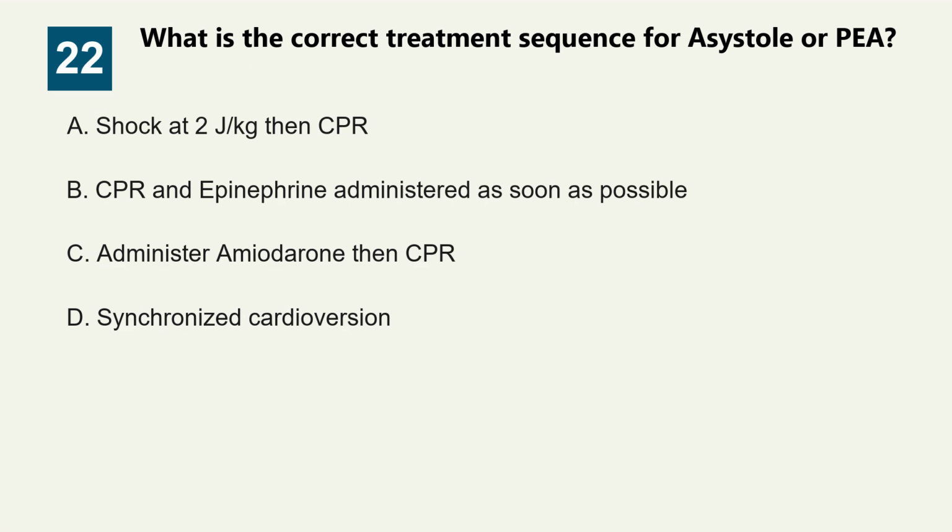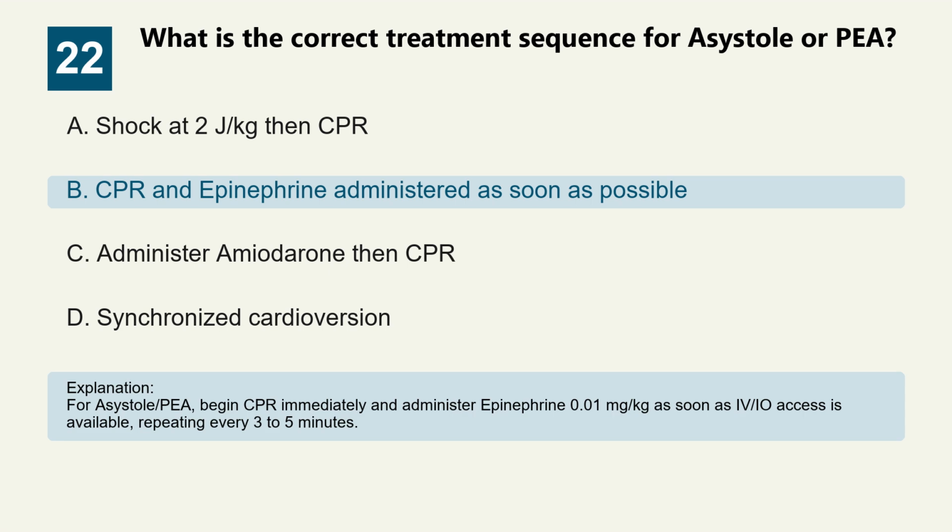Question 22. What is the correct treatment sequence for asystole or PEA? Option A. Shock at 2 J/kg then CPR. Option B. CPR and epinephrine administered as soon as possible. Option C. Administer amiodarone then CPR. Option D. Synchronized cardioversion. The correct answer is option B. CPR and epinephrine administered as soon as possible. For asystole/PEA, begin CPR immediately and administer epinephrine 0.01 mg per kilogram as soon as IV/IO access is available, repeating every 3 to 5 minutes.